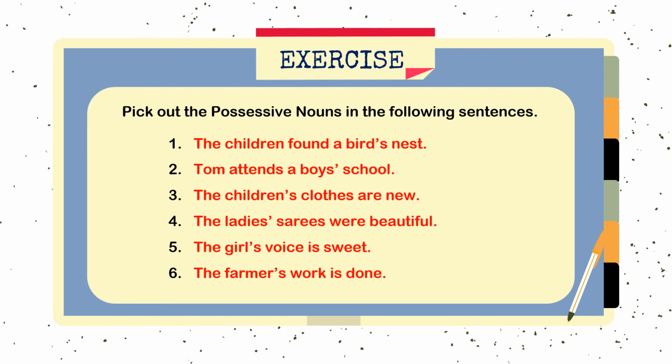The answers to these questions are bird's, boys', children's, ladies', girl's, and farmer's. One can easily identify the possessive nouns simply by observing the presence of apostrophe s or an apostrophe placed after s.